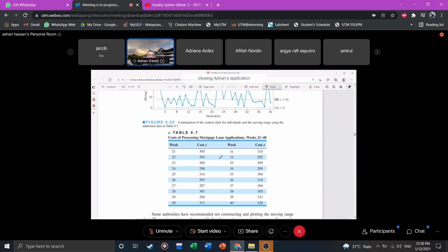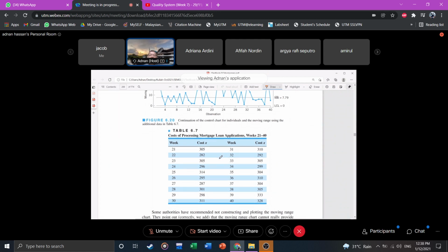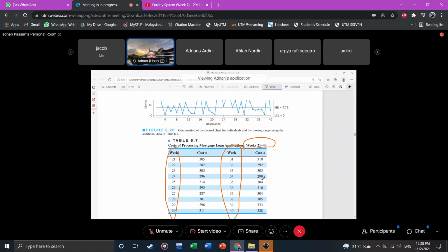So in this one, once we have a process that is stable, we can use it for monitoring the following process. For example, in this one, week number 21 to 40. So we have week 21 to 30 here, and then week 31 to 40. When the process is stable, we can use that for the purpose of future monitoring.